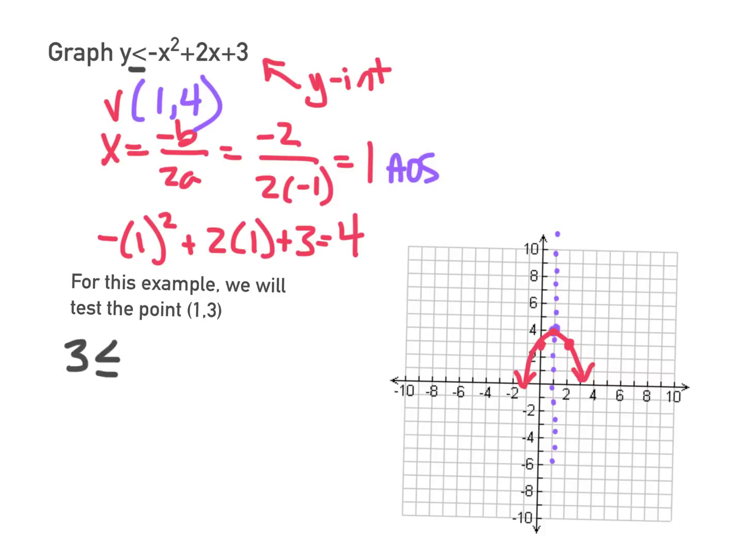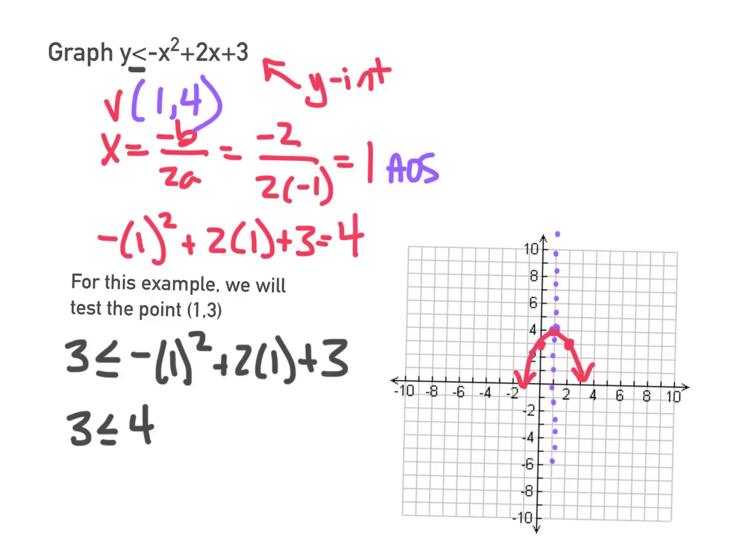3 is less than or equal to negative 1 squared plus 2 times 1 plus 3. Well, we just saw that if you plug 1 in, you get 4. So is 3 less than or equal to 4? Yes, that's a true statement. So I'm going to shade inside the parabola.